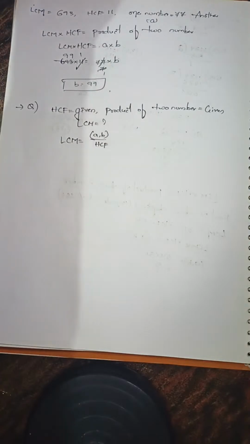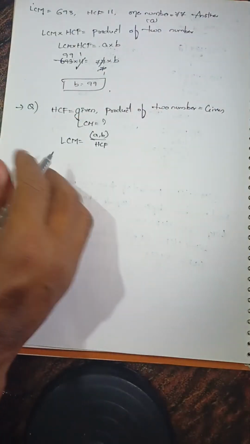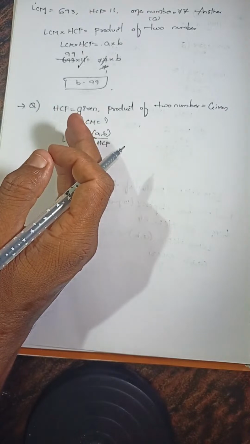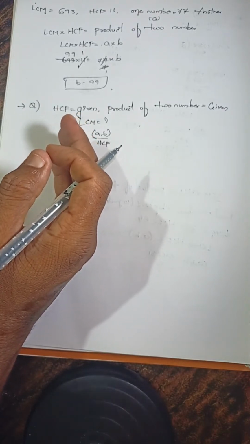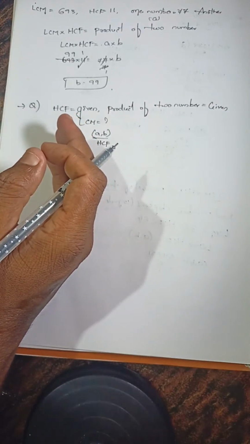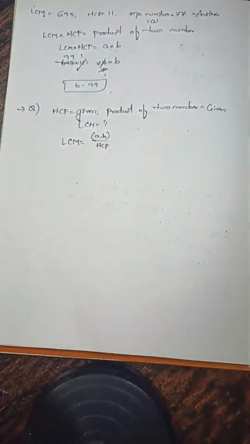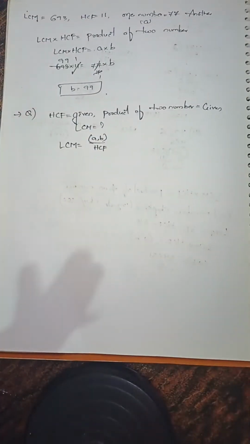There are different kinds and different varieties in which they are going to ask the question. It is not that they are going to ask only in one way. For example, if LCM is given, they are going to ask HCF. If one number is given, they ask for the other number. If only LCM and HCF are given, they may ask for both numbers. So there are these kinds of possibilities for asking the questions.